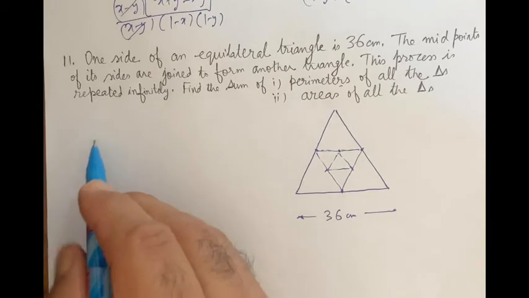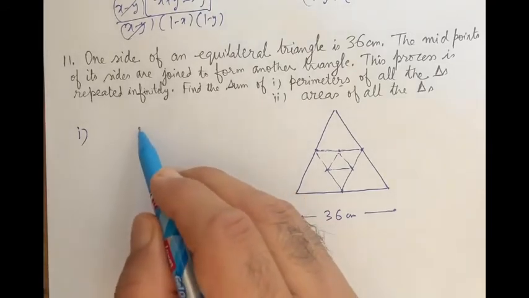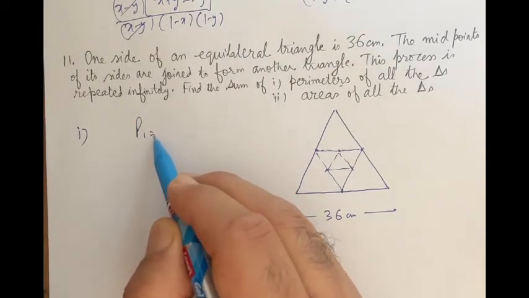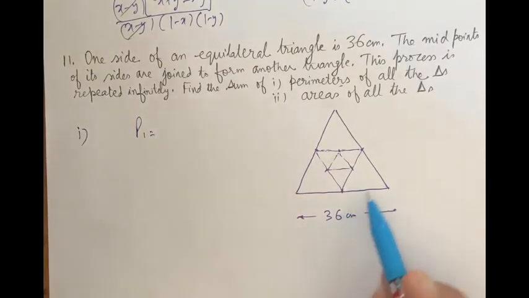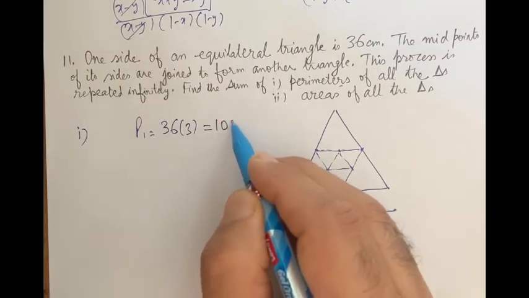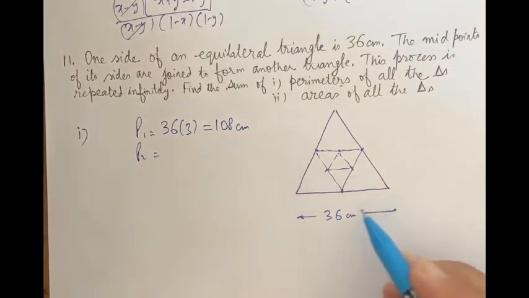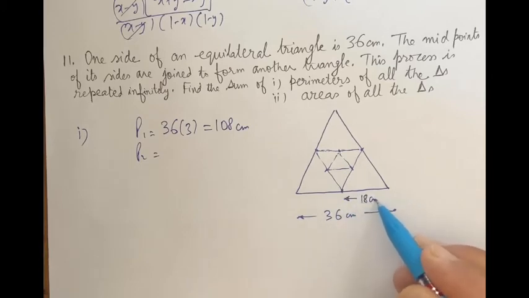So in the first part, we have to find the sum of the perimeters of all the triangles. What is the perimeter of the first one? Let's say the perimeter of the first one is P1. This will be 36 into 3, and this is 108 centimeters. For the second one, the side is half of 36, which will be 18 centimeters.